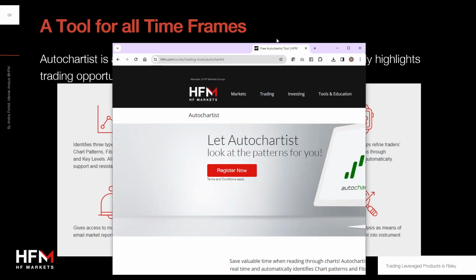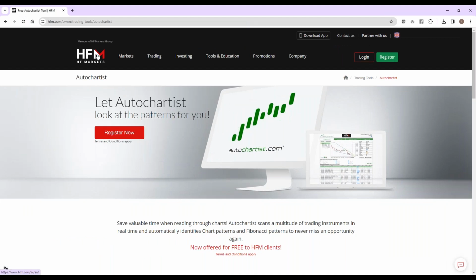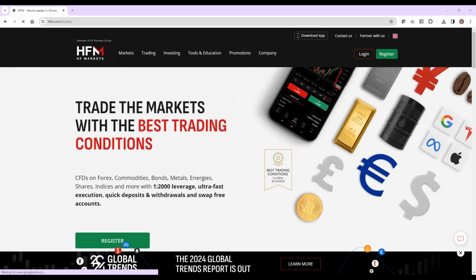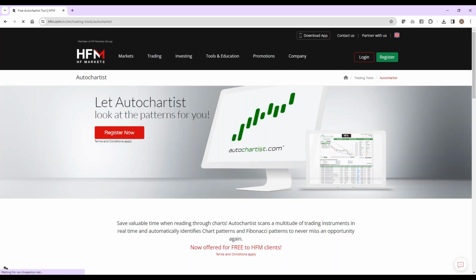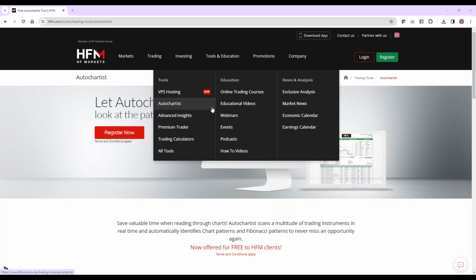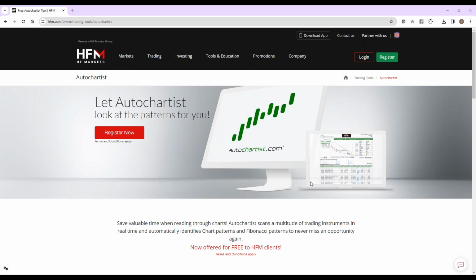Okay, so here's the website. But first of all, let me show you how you can find Autochartist. It's under the Tools and Education tab, and click Autochartist. So it's a tool. You can find it under the Tools and Education tab. As I said, Autochartist is a signal tool.